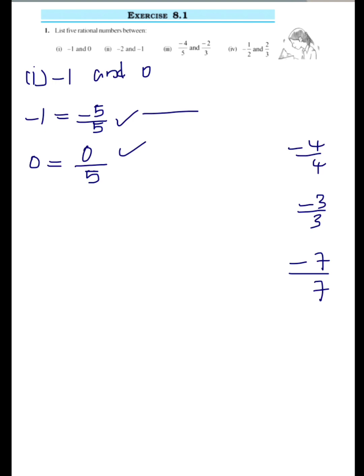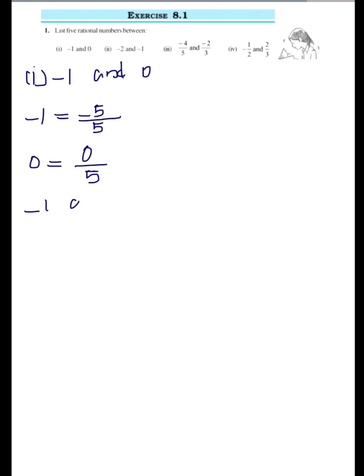If I had taken minus 4 by 4 instead of minus 5 by 5, then for 0 you would take 0 by 4. Okay, that's the thing you have to keep in mind. So in this way I have converted these integers into rational numbers, that is minus 5 by 5 and 0 by 5. Now I have to find 5 rational numbers between minus 1 and 0.